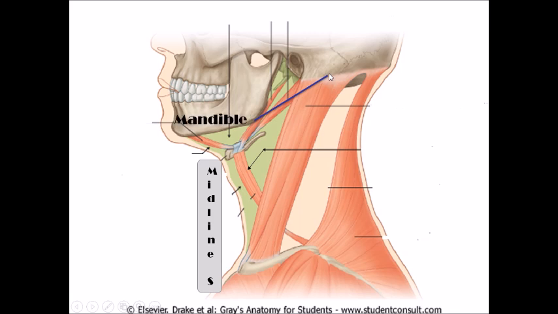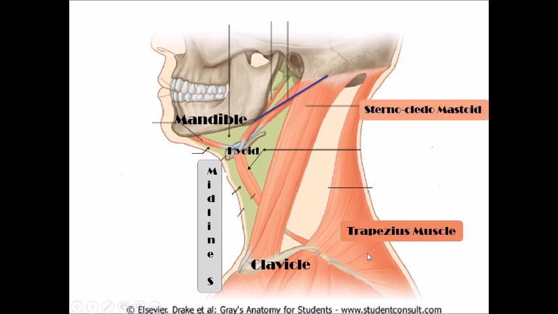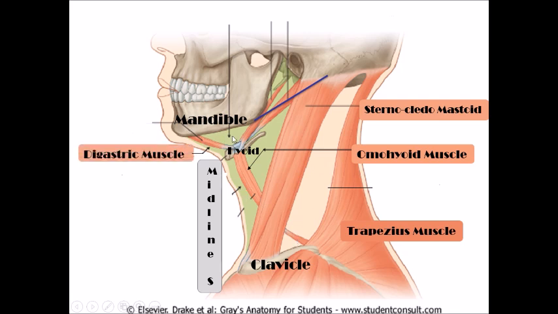You have to remember three bones here: one is the mandible, the second is the clavicle, and the third is the hyoid bone. And four muscles. One is the trapezius, this is the big muscle of the back, the fan shaped muscle. The second muscle you should remember is the sternocleidomastoid muscle. The third muscle is the omohyoid muscle here. And the fourth muscle you should remember is the digastric muscle.